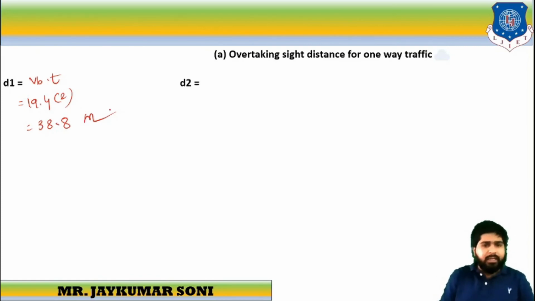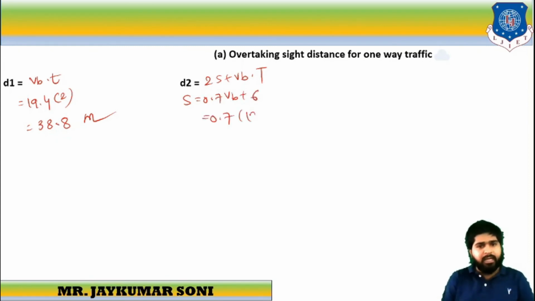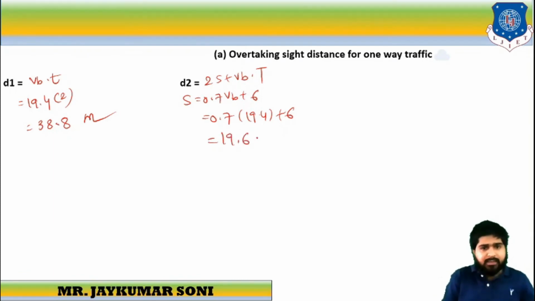Now let us calculate D2. The D2 equation is 2S plus VB into T. S is equal to 0.7 VB plus 6. It will be 0.7 times VB, which is 19.4, plus 6. Calculate this and tell me what is the value. It is 19.6 meters. So this is the value of S.